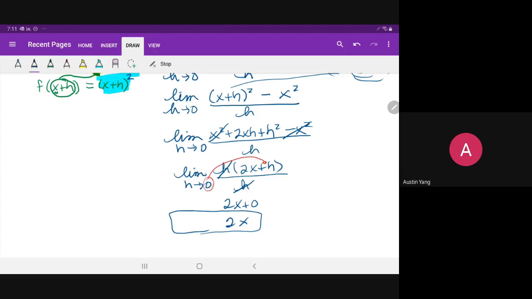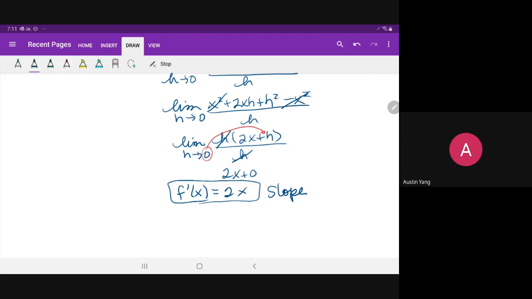Now, this actually stands for the slope. You won't have to know this yet, but it's pretty cool. So it's the slope. What if you substitute in zero? Let's look at our problem again. What if you substitute in zero right here? What's the slope?